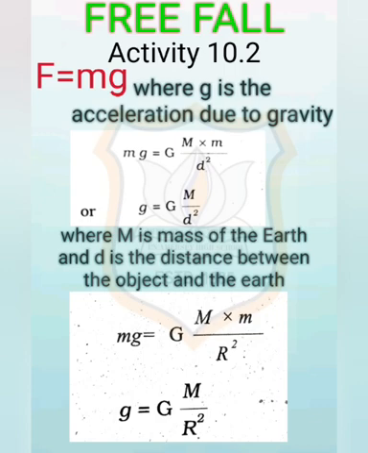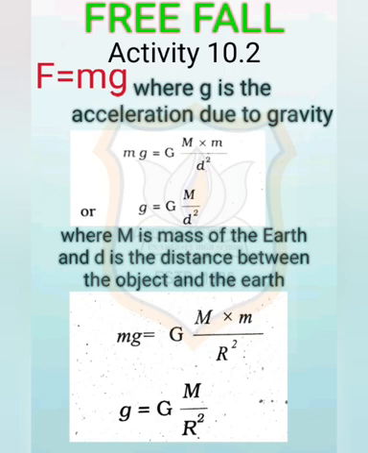In place of F, we can put mg. So mg is equal to G M m upon d square, where capital M is the mass of the earth and small m is the mass of the object, upon the square of the distance between them, that is d square. Cutting the m and m and solving it, we have the relation small g is equal to capital G, that is the gravitational constant, into capital M upon d square, where M is the mass of the earth and d is the distance between the object and the earth.